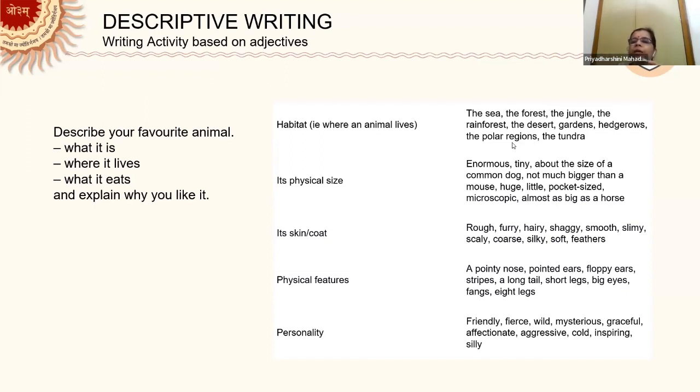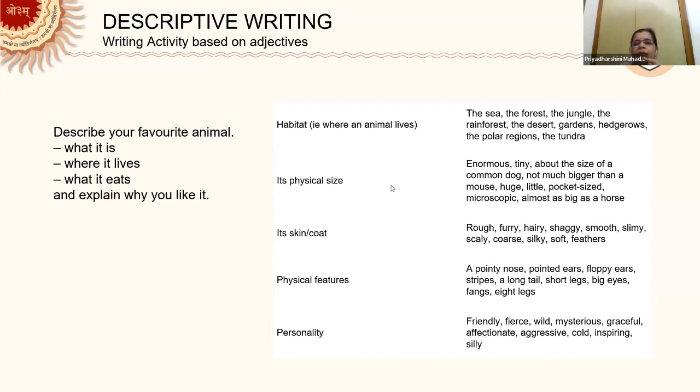You can give the clue words here also, because they are going to write throughout the year, about an animal or a place. They can take down the small points in a rough notebook or any other notebook, like where an animal lives, whether it lives in the sea or forest, jungle or desert or garden. So all these things you can give them as clue words.